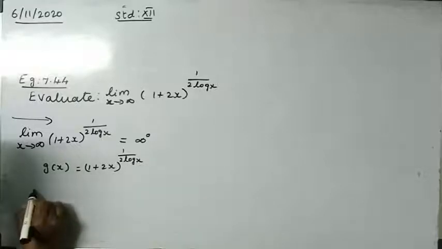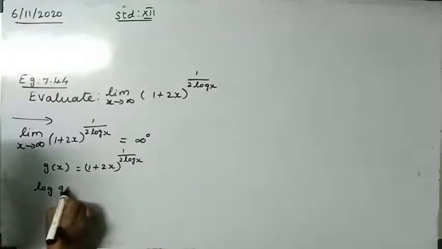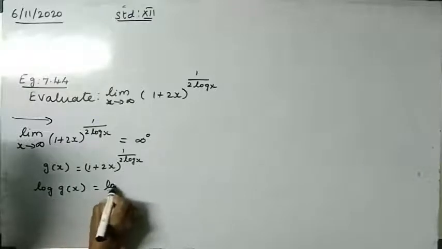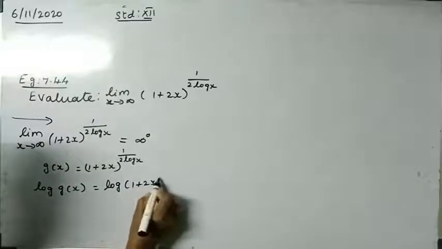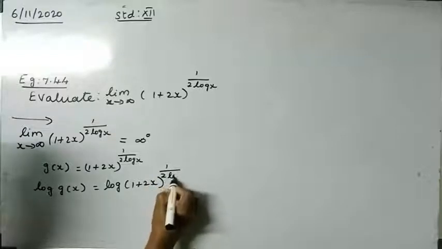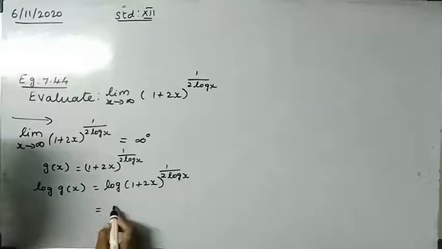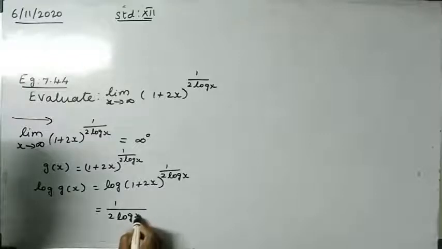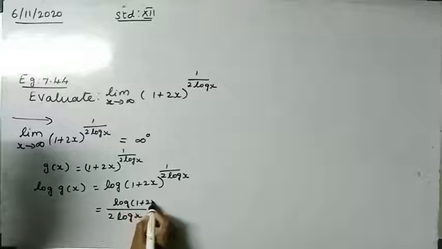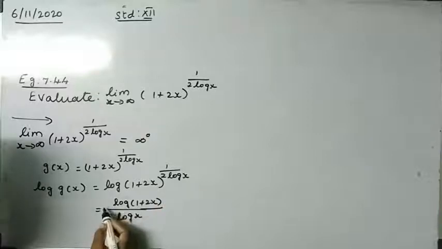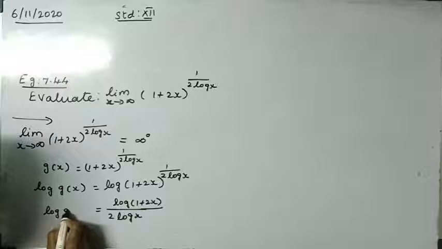Now taking log on both sides. So log g of x is equal to log of (1 plus 2x) to the whole power 1 by 2 log x. So using the power rule, bring this number to this side. So it becomes 1 by 2 log x into this one. So you write this as log (1 plus 2x). So when applying the power rule and bringing this down, this number comes multiplied by this. I have written it in one step. So log g of x.